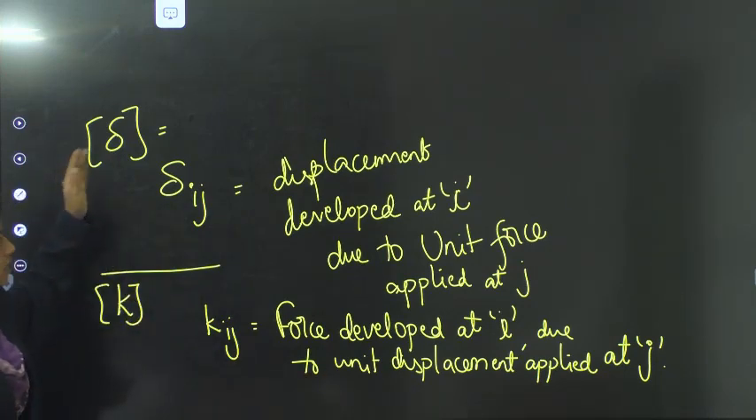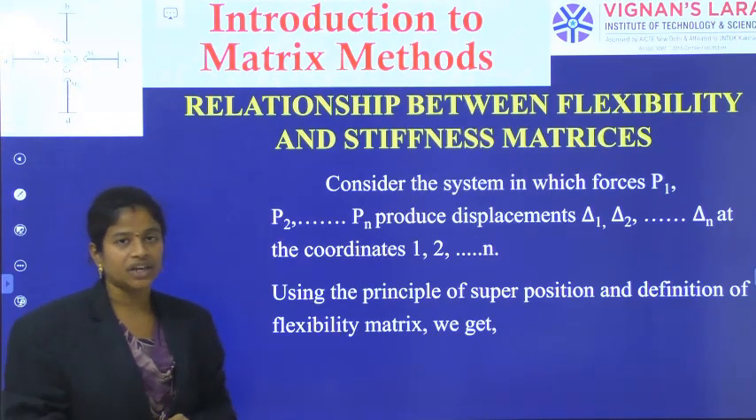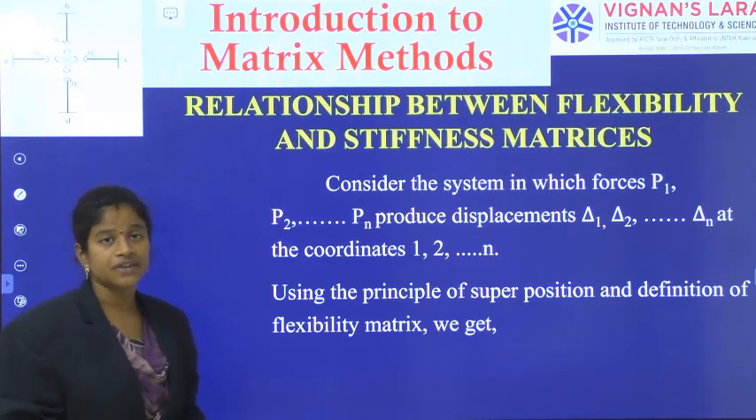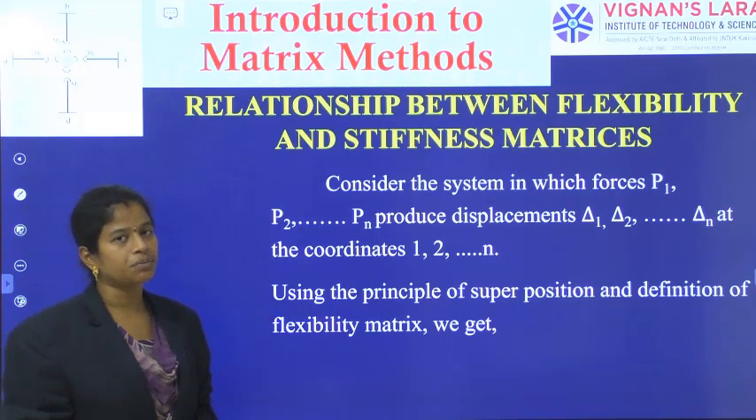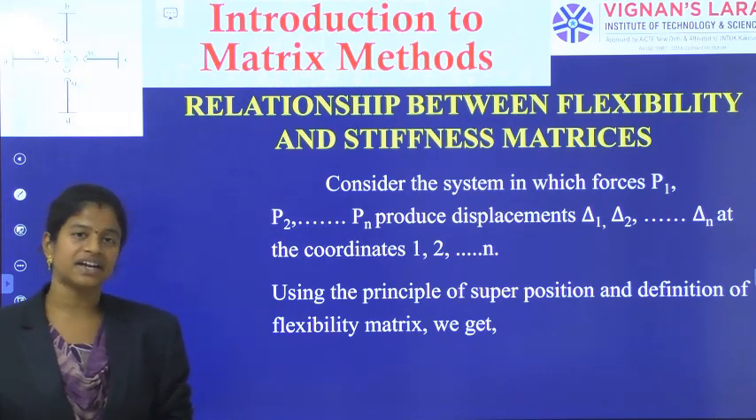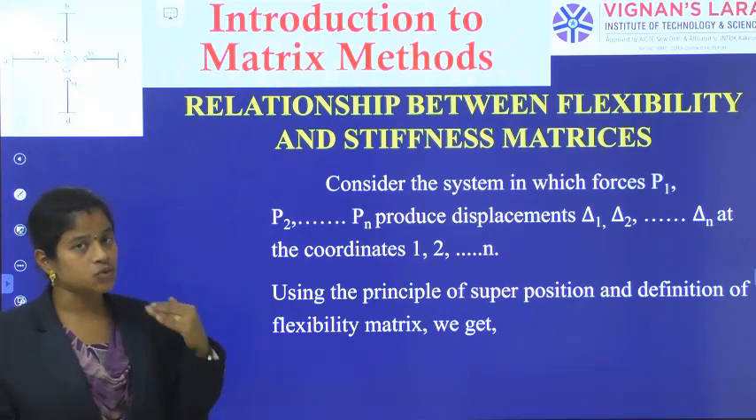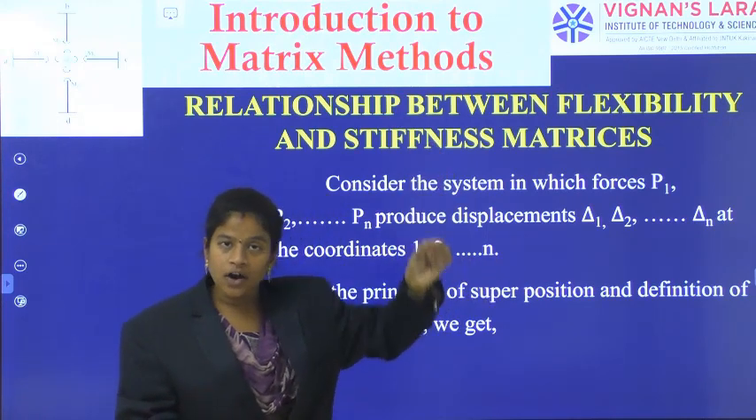Okay, so now the output of the stiffness matrix and the flexibility matrix, we are giving a relation. So I am going for the relationship between flexibility matrix and the stiffness matrix. Consider the system which is having forces P1, P2, P3 and so on Pn, and which is producing the displacements delta 1, delta 2, delta 3 and so on delta n. This delta is indicating all in all displacement.